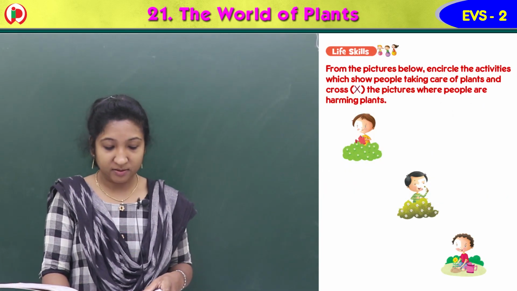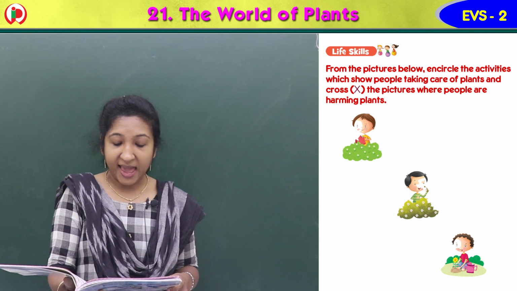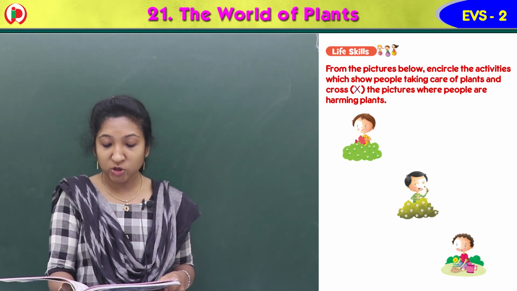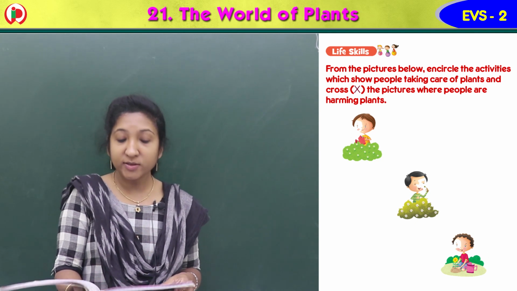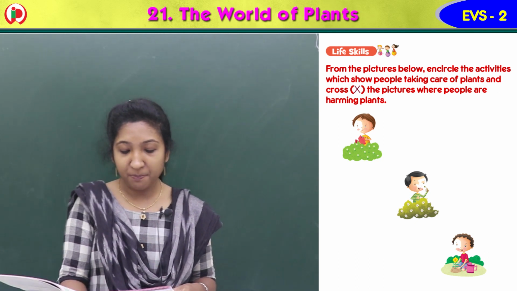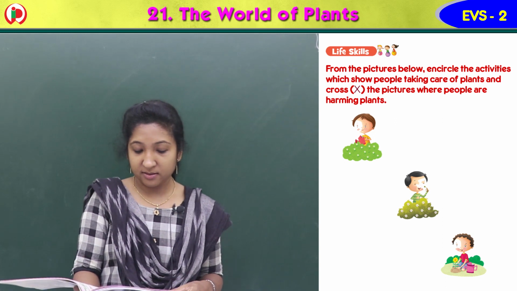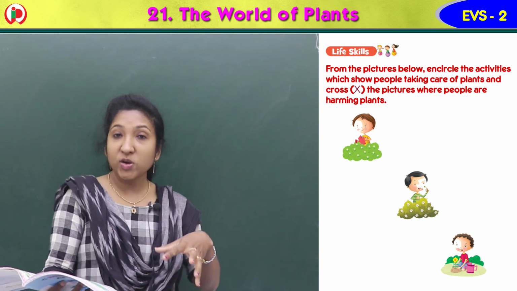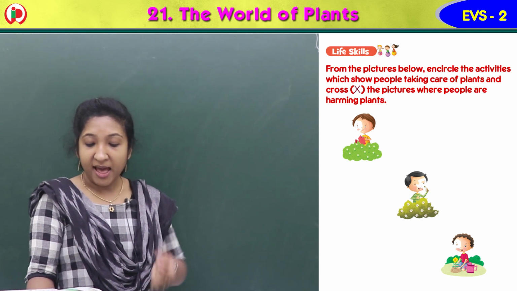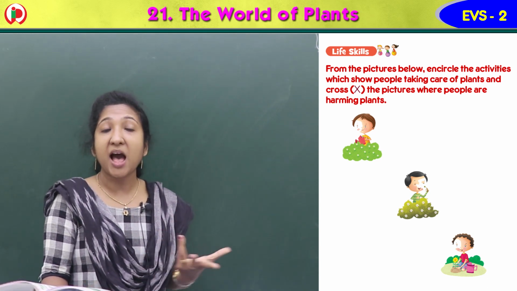Life skills. Okay, from the pictures below, encircle the activities which show people taking care of plants and cross the pictures where people are harming plants. Yes, encircle means draw a circle in the image where you can see people are taking care, and cross the pictures where people are harming plants.